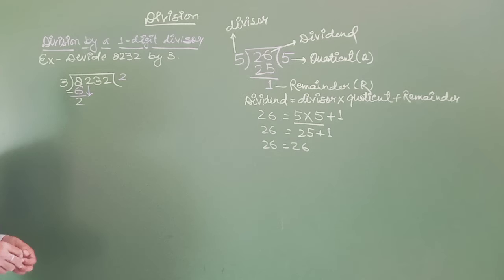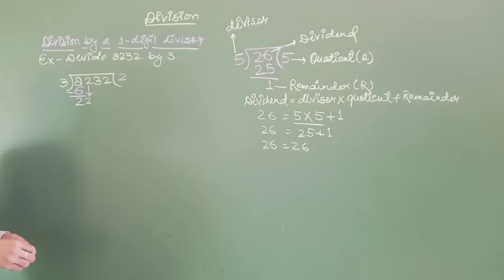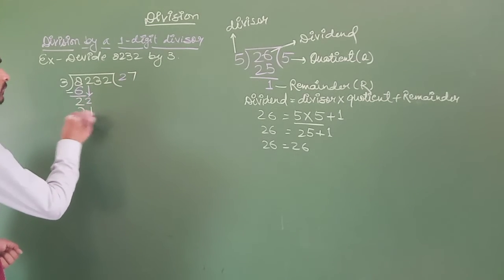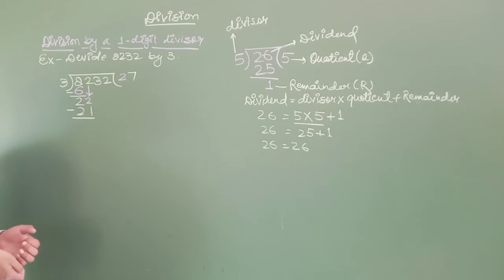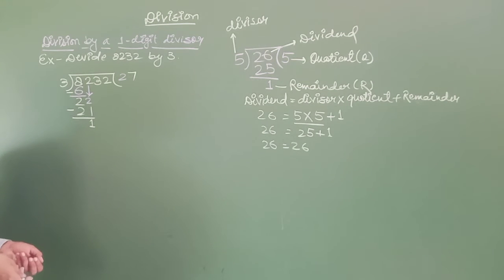Now step 2: bring down 2 from the hundreds place of the dividend and divide 22 hundreds by 3. From the table of 3, 3 multiplied by 7 is equal to 21 and 3 multiplied by 8 is equal to 24. 24 is greater than 22 but 21 is smaller than 22. So take 3 multiplied by 7 is equal to 21 and write 7 in the hundreds place of the quotient. 22 minus 21 is 1, and write 1 as the difference.